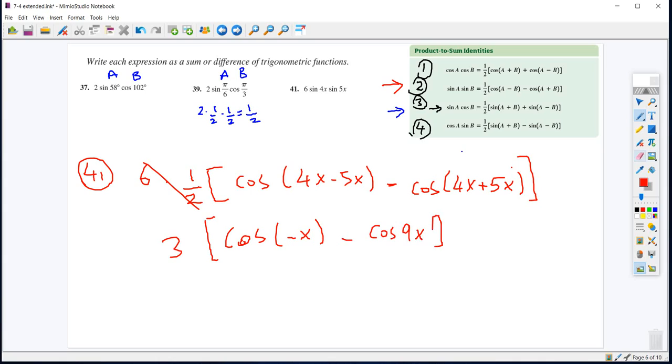Oops, it's acting out again. Sorry for the pen, by the way, the marker. It's not working properly. But that's it. That's the answer. So 3 times cosine negative x minus cosine 9x will be our answer.